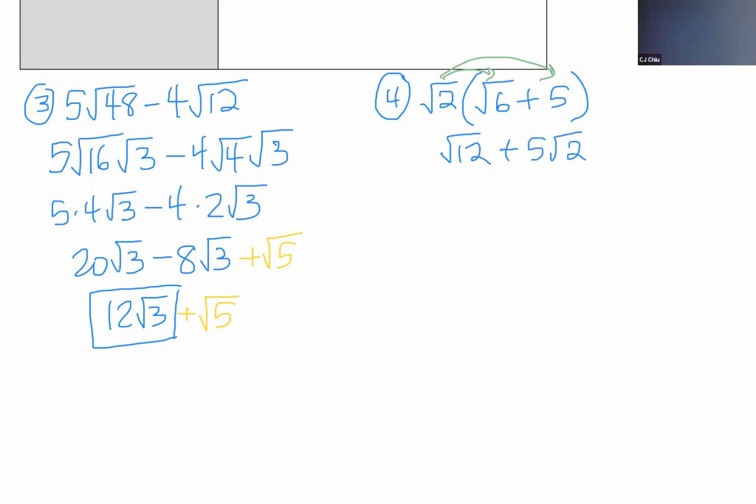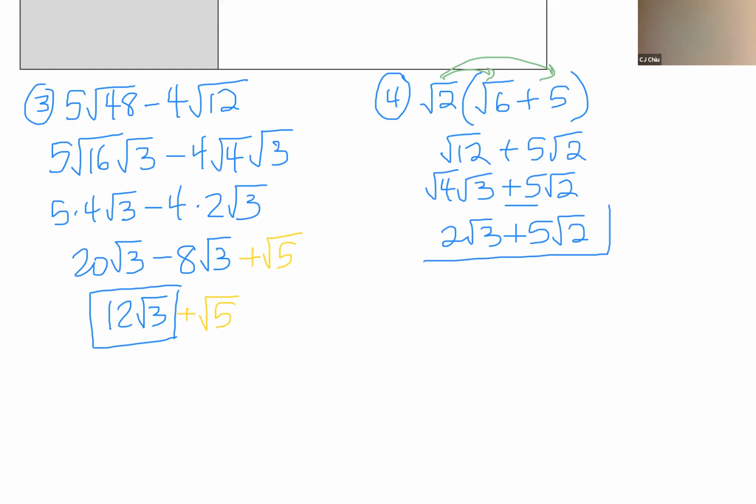Then you check and say, well, square root of 12 is square root of 4 times square root of 3. And so we get 2 square root of 3 plus 5 square root of 2. And here, like I was talking about in the previous example, the square roots aren't the same, so you can't do anything with it, which is fine. And you just leave the answer like so.